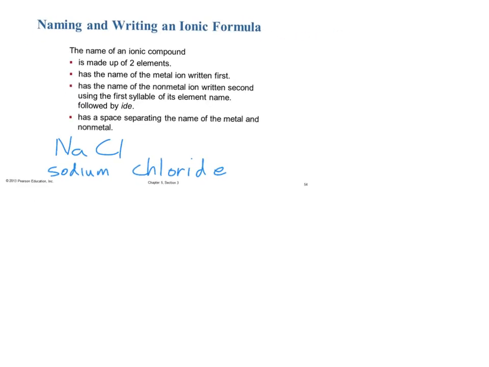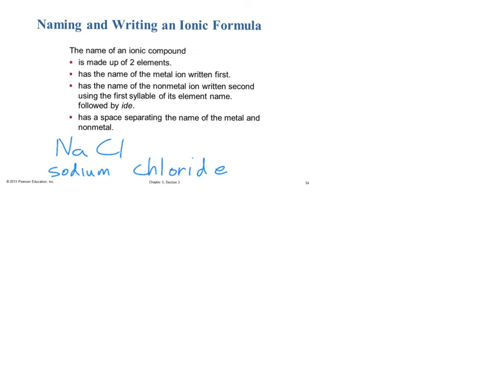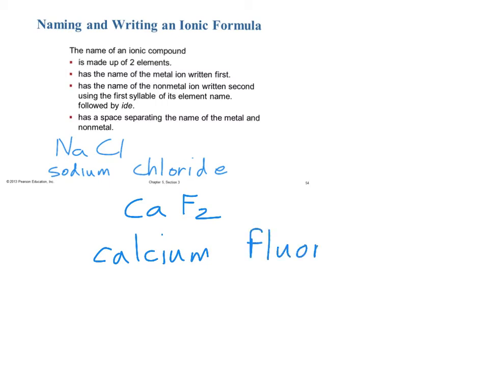In other words, if I wanted to name this compound, I wouldn't tell people that that 2 is there. I would simply name it by writing the metal, calcium, then writing the name of the nonmetal, fluorine, with the suffix -ide. So fluorine would become fluoride, so it would be calcium fluoride.